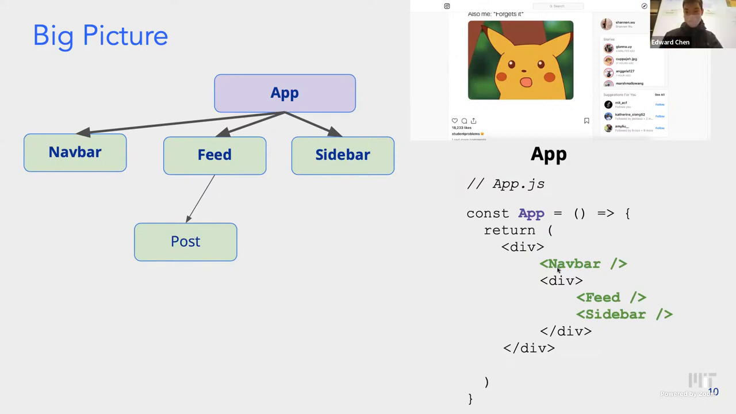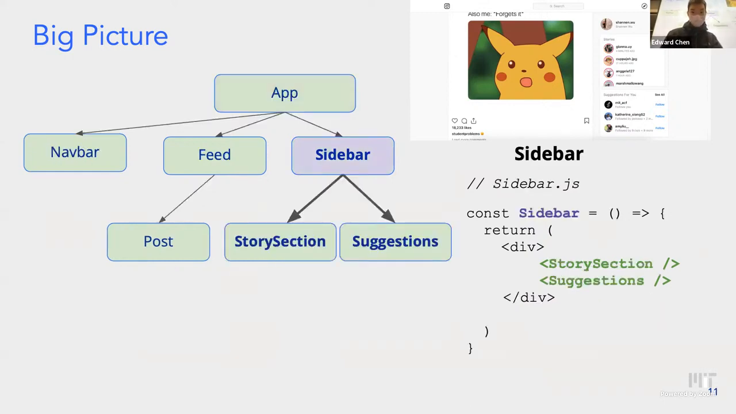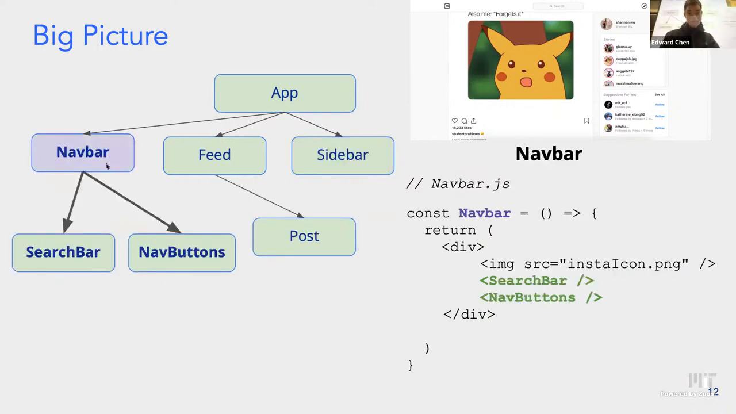And you can see here that you can call in components very similar to how you would return HTML code. So there's a navbar component, a feed component, and a sidebar component that composes this app component. In this sidebar component, we have a smaller story section component. We also have a suggestion component, and we can return these in their own HTML tags. We can also divide the navbar into a search bar and nav buttons. You can also notice that there's an image here for the Instagram logo, because this is just HTML code. So what you learned in previous days would also apply here, and you can insert images however you want.